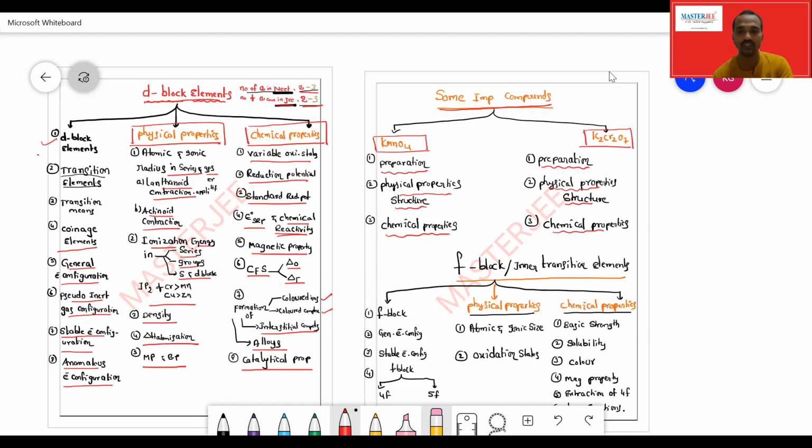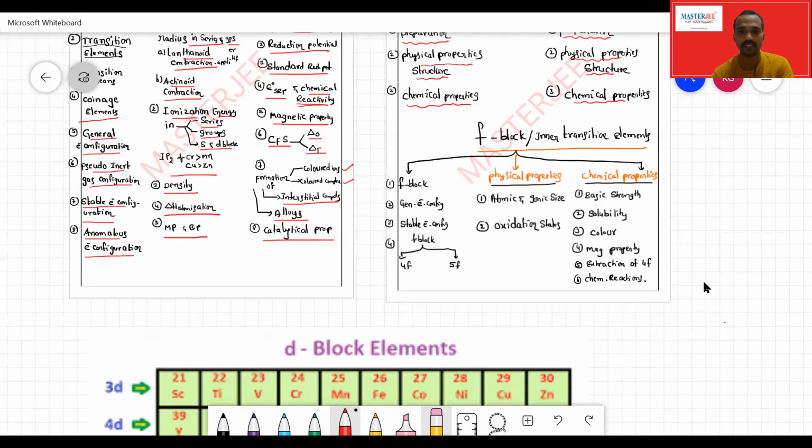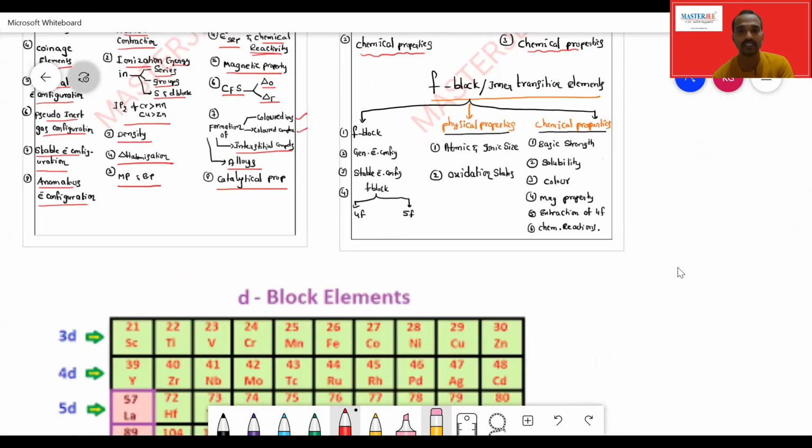Next, we have to go with F block or inner transition elements. What is meant by F block or inner transition elements? Here also we have to see some basic terminology. What is F block? What is the general electronic configuration in that? What is a stable electronic configuration? And how the F block series is divided into 4F series and 5F series, that means lanthanoids and actinides. What are its physical properties? In physical properties, atomic and ionic sizes and oxidation states.